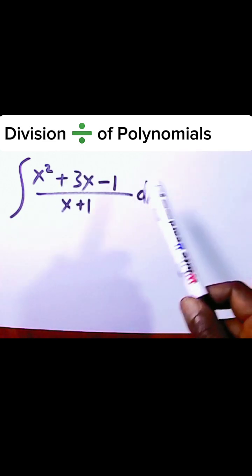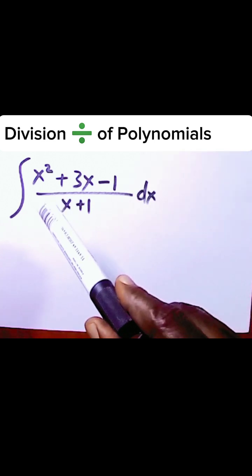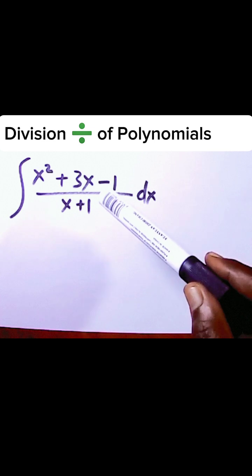So on the screen, you can see an integral, x squared plus 3x minus 1 over x plus 1 dx. What do you do if you are given an integral like this? Well, the first thing you want to do is to look at the degree of the numerator and that of the denominator. If the highest power of the numerator is higher than that of the denominator, then you need to do what is called degree reduction before you can continue.